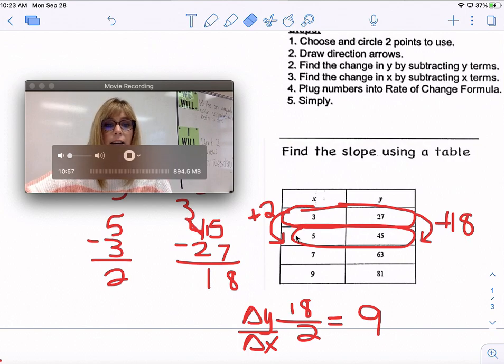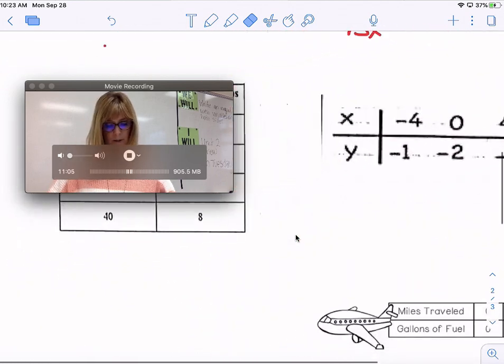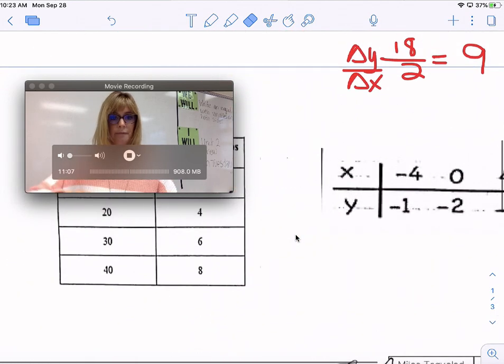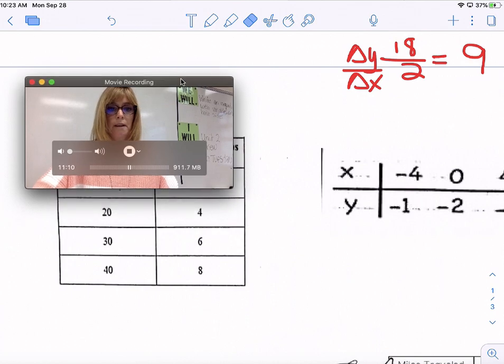Please reach out to me or your teacher and ask for help. So let's look at the next two or 3 examples. Let me move my base.